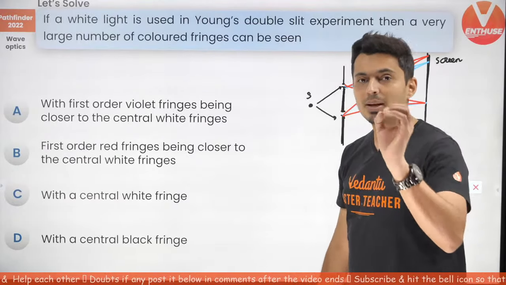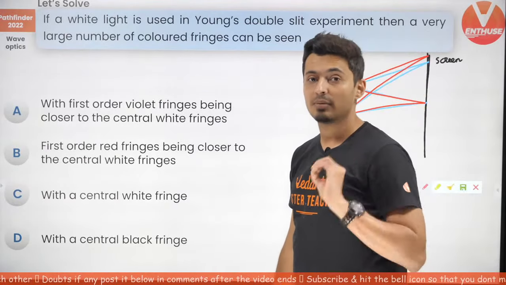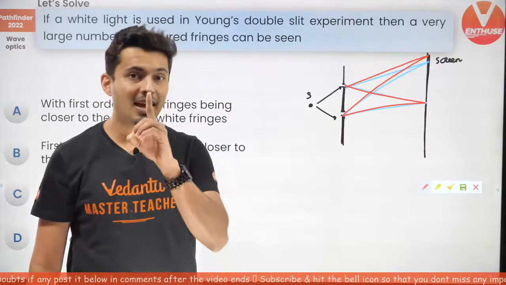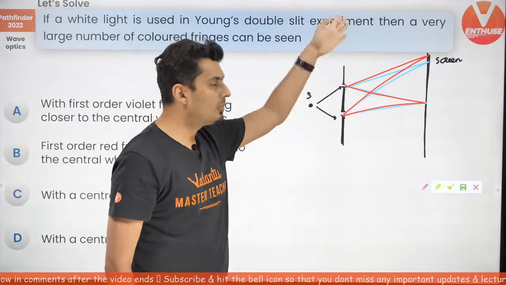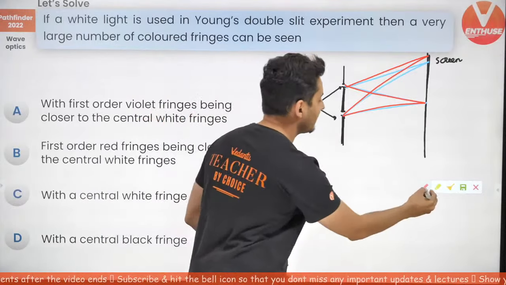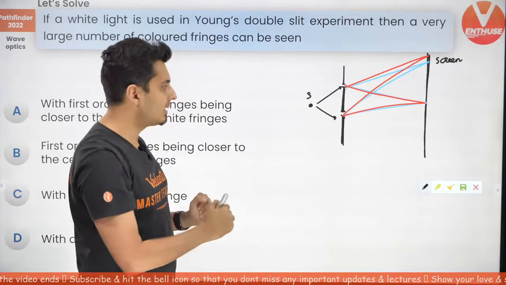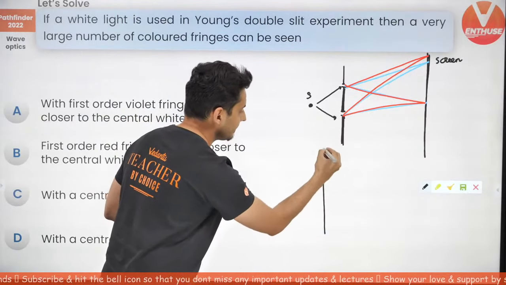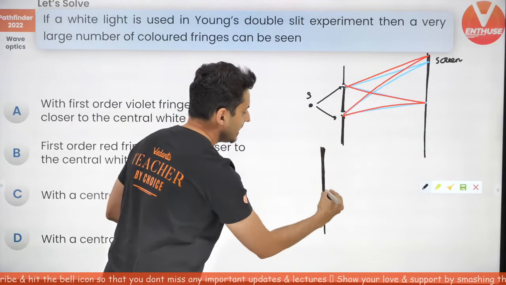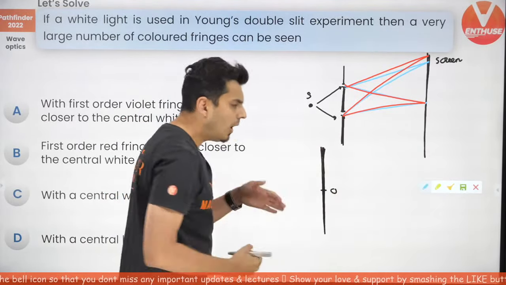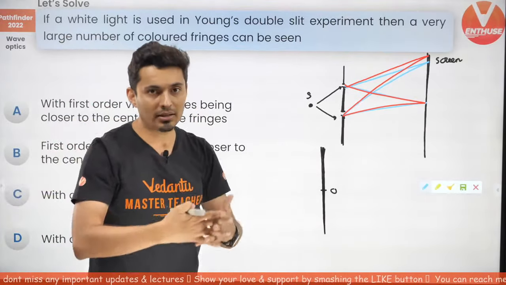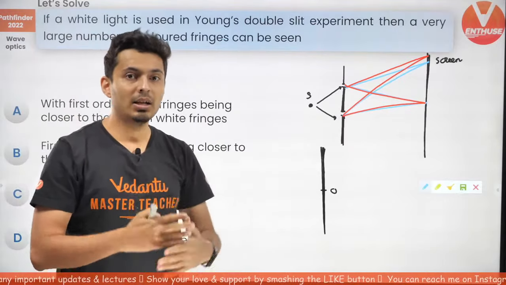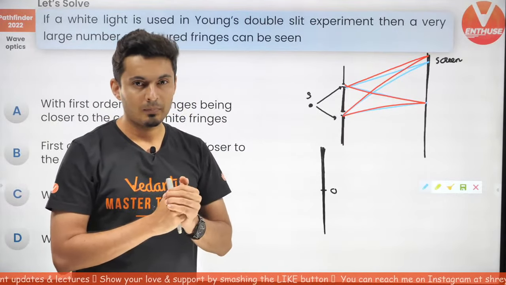Guys, you will understand that red has the highest wavelength. Violet has the lowest wavelength. So if you think as the combination of all the colors, then you will start making sense out of this particular scenario. On the screen, at the center, all the colors will appear together. All the colors will meet together. That means they will form constructive interference.